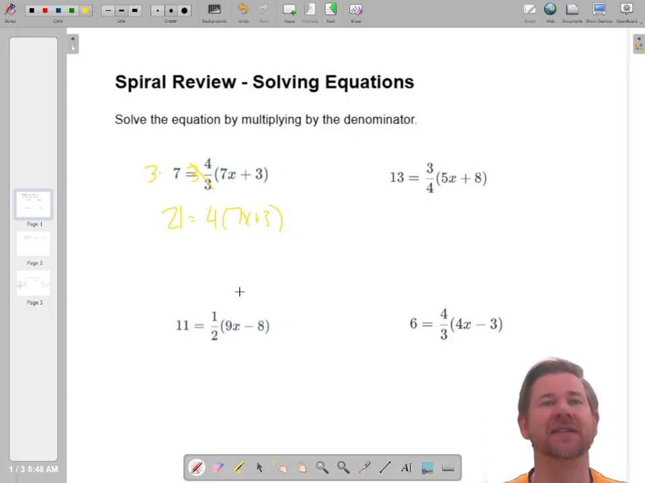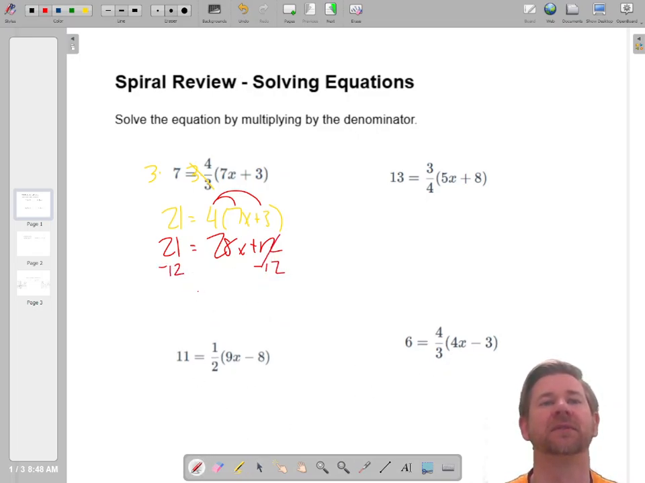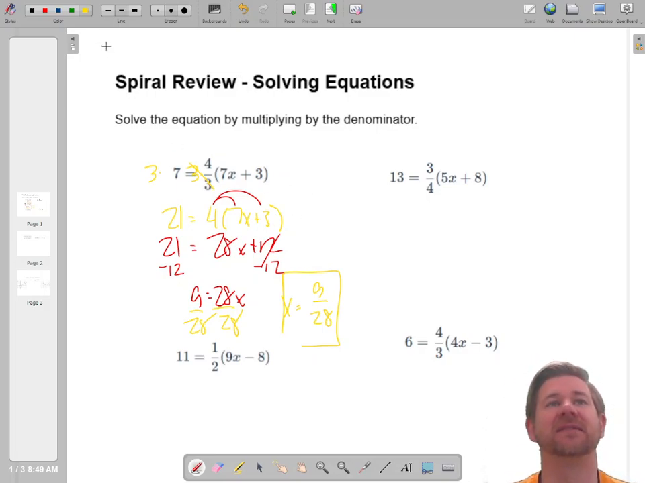This makes this a lot easier to negotiate now because when I distribute, I get 28x plus 12 on the right side. And now I just need to subtract 12. And I get 9 equals 28x. Last step, divide both sides by 28. So you can just leave your answer as a fraction, but it's 9 over 28. Which they're not necessarily going to be super nice, but that's okay. They don't have to be nice.